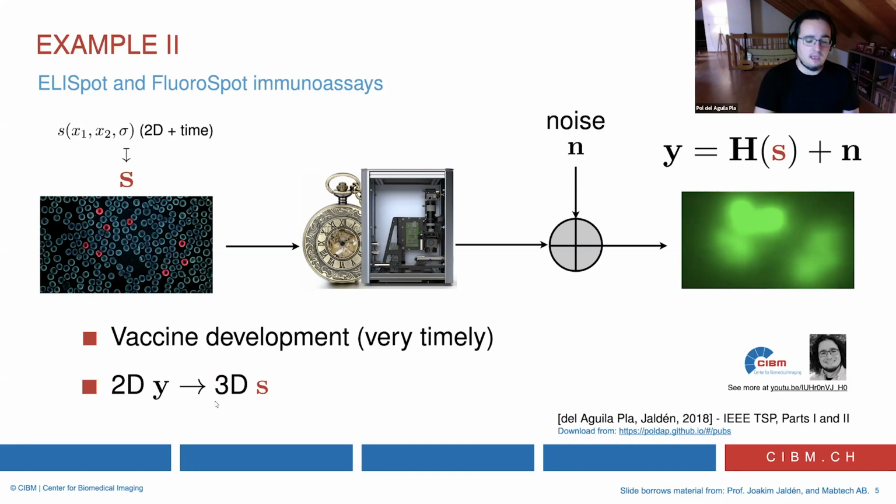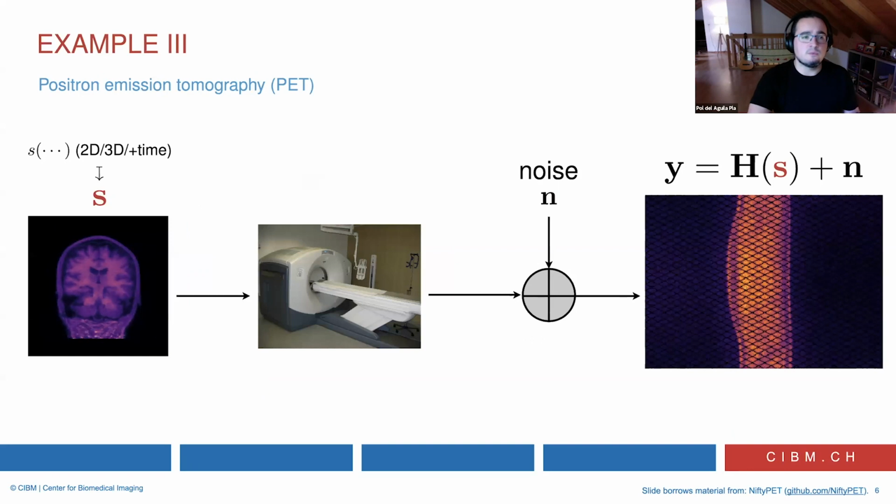So example 3, much more relevant to your research probably, positron emission tomography, in which we have gamma annihilation happening inside someone's brain, and we put that patient in the scanner and we obtain sinogram data like that, and we would like to be able to recover that, which could be 2D, 3D, 2D plus time, 3D plus time, depending on how one does the binning.